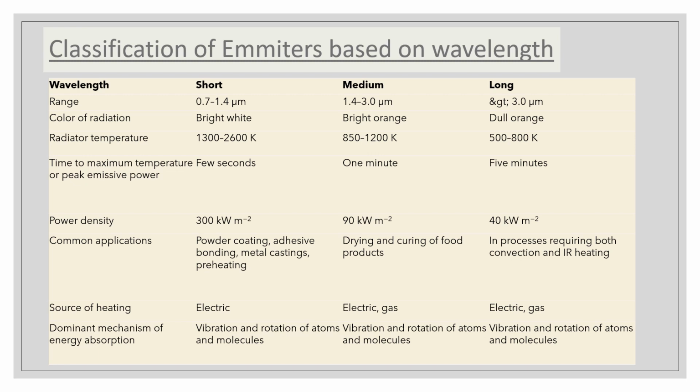The common applications in short wavelength are powder coatings, adhesive bonding, metal castings, and preheating. In medium it is drying and curing of food products, and in long it is required in processes of convection infrared heating. There are many other aspects of classification you can see here.